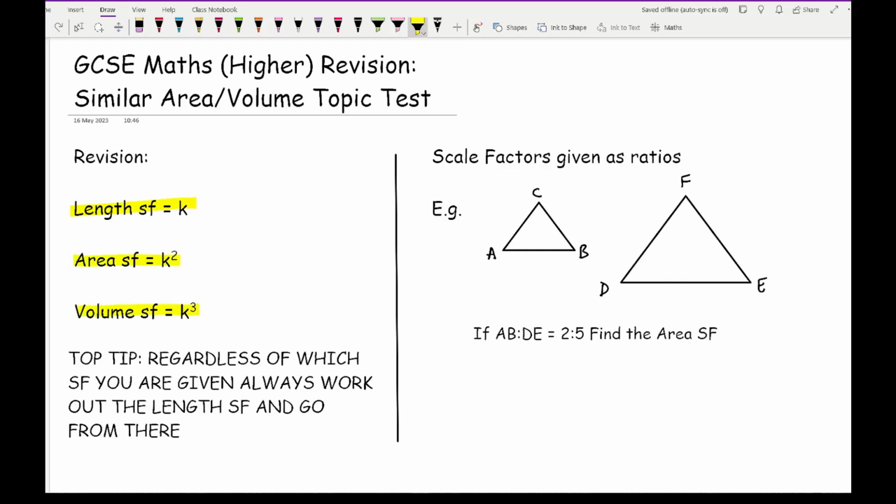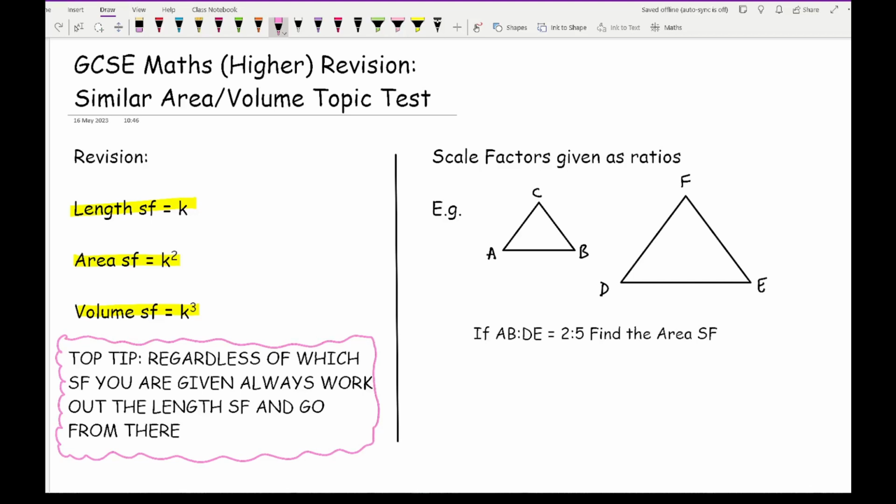And remember that if you're working out the area of a new shape, then you're going to need to know the area of the old shape and vice versa in order to work out the answer, and you need to be using the correct scale factor. The length scale factor is going to be different to the area scale factor, which is going to be different to the volume scale factor. A good top tip is that regardless of which lengths, areas or volumes you're given in a question, you want to try and use whichever information you've got to work out what the length scale factor is and then go from there.